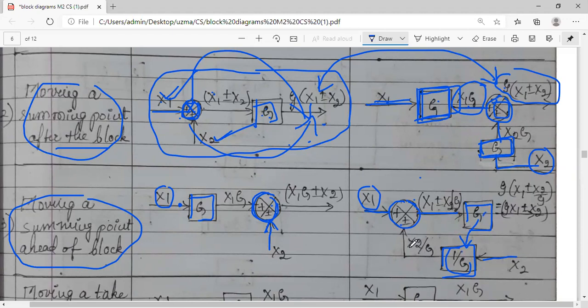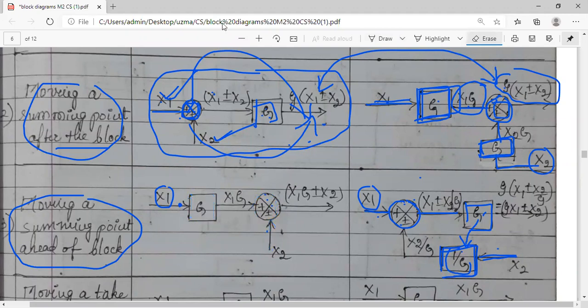Then you have to connect the output of this to the summing point. The difference between them is, very first thing, this is after the block, the summing point. Here I have shifted before the block. Here x2 signal is directly connected to the summing point. Here, instead of that, x2 is passed through this block. So let's see whether we get the same answers or not in both the diagrams.